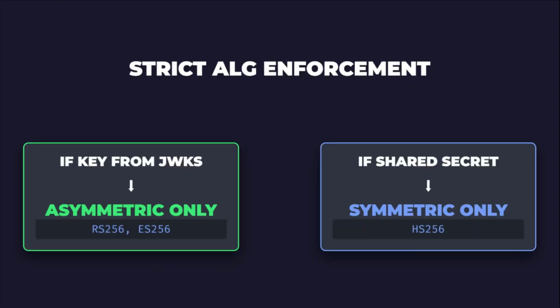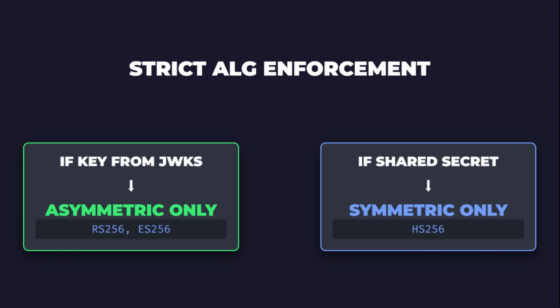A critical vulnerability arises when a validator accepts a token signed with an asymmetric algorithm, like RS-256, but then allows an attacker to change the header to a symmetric algorithm, like HS-256. The validator might then attempt to verify the signature using the public key as the secret key. To mitigate this, strictly enforce the expected algorithm type based on the key source.